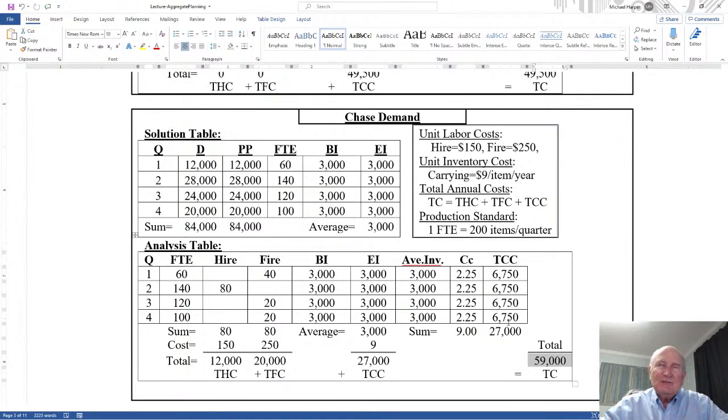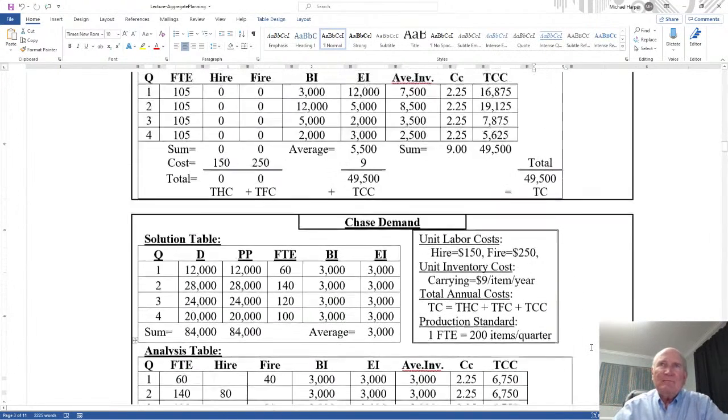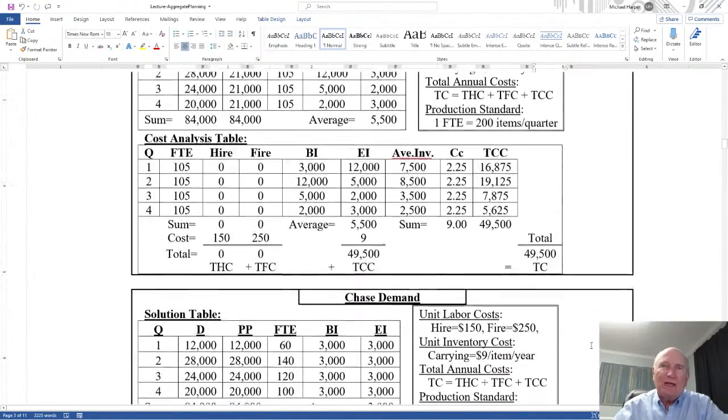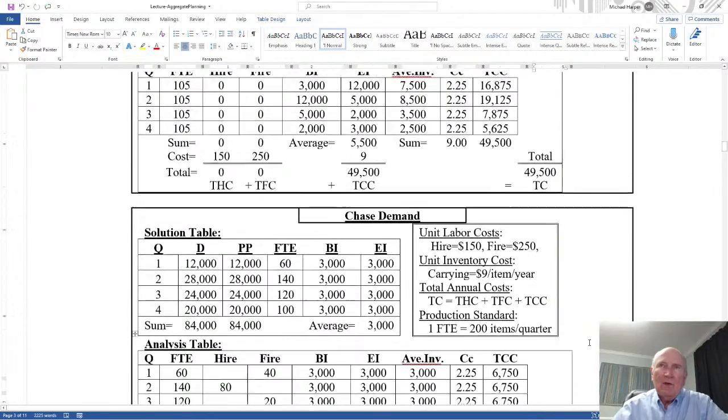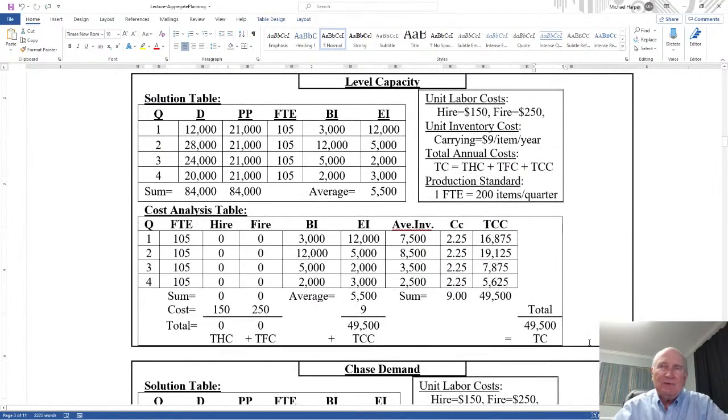Interesting. And so there's so much you can do with this strategy within a company. Okay. Well, notice I mentioned going back and forth between level and chase, I keep mentioning that. Well, the level and chase are pure plans. They're called pure plans, like two ends of a spectrum.